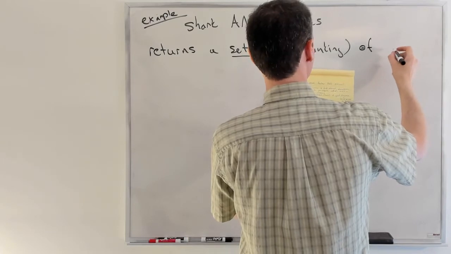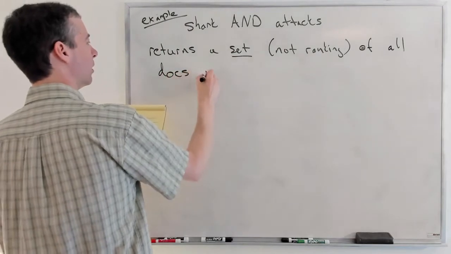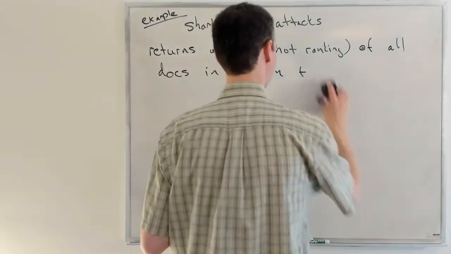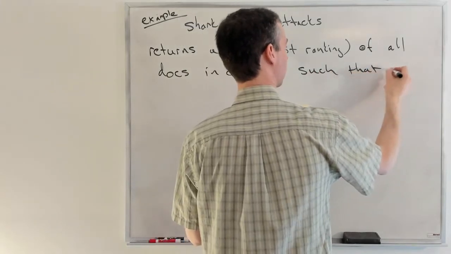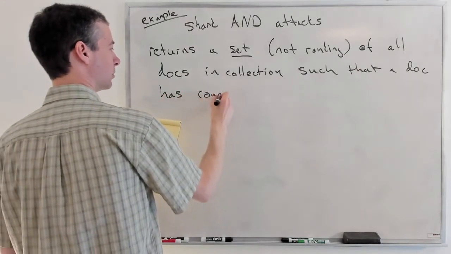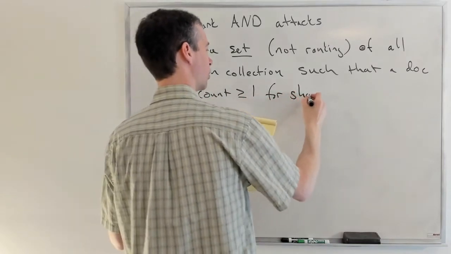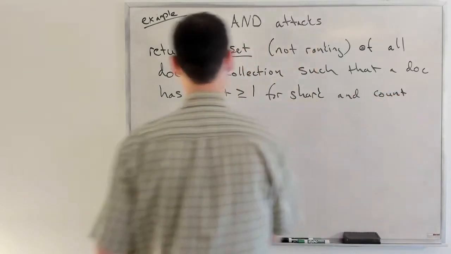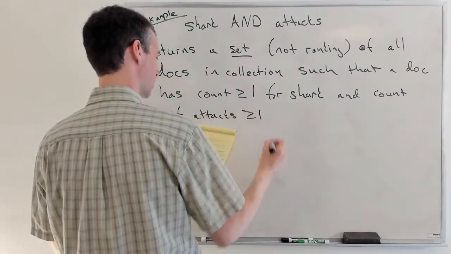So it returns a set of all documents in the collection such that a document has a count greater than or equal to 1 for the word shark and a count for attacks that's also greater than or equal to 1.